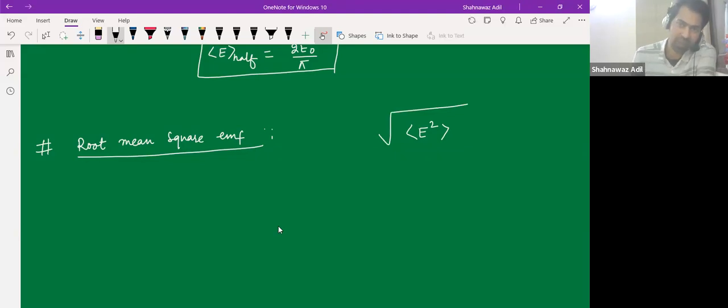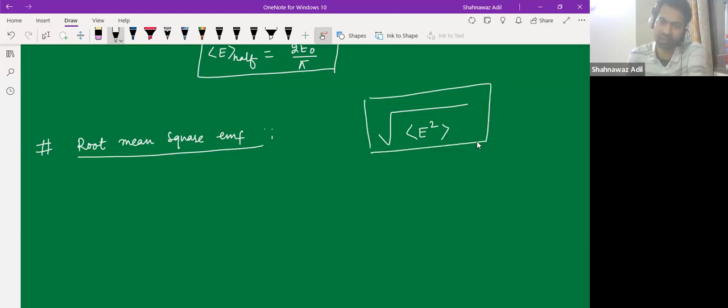If we just read it backwards, then understanding this part is pretty easy. So what we have to do, we have to first square the EMF, then take the average, and then take the root. So this is called the root, right? ERMS. So this is how it is, right?